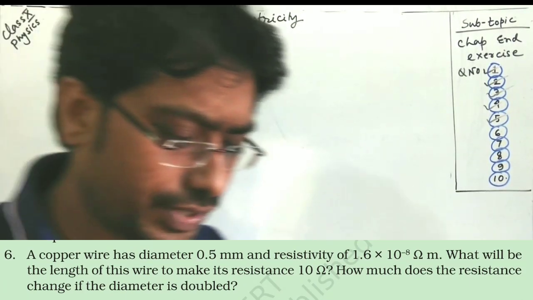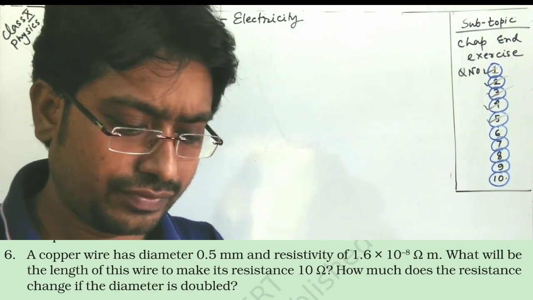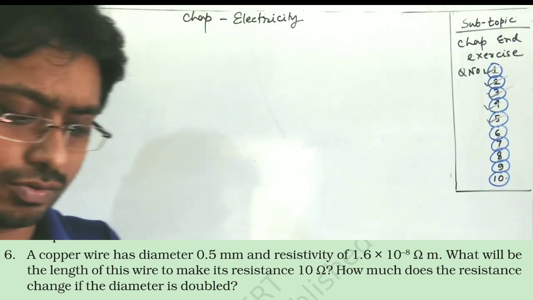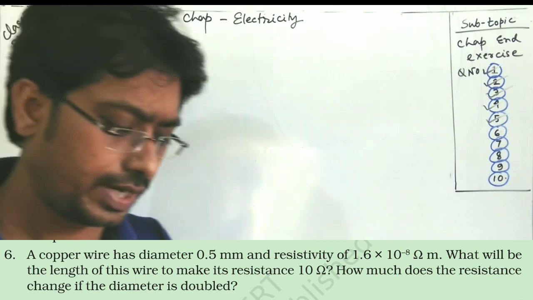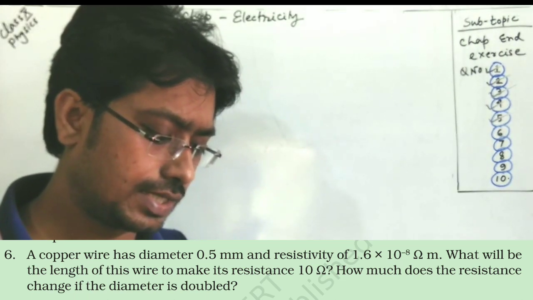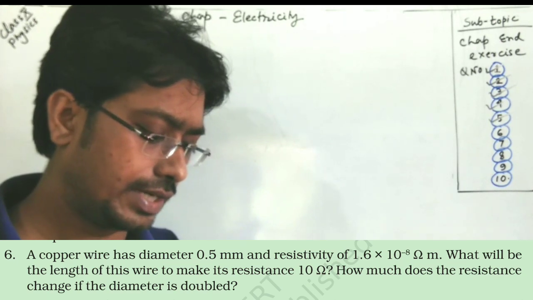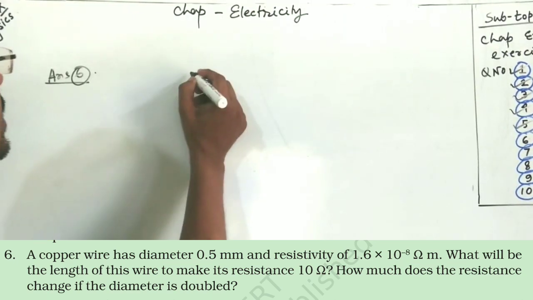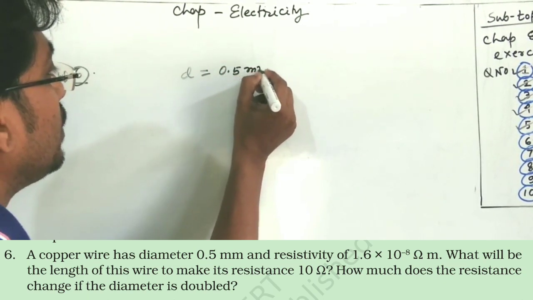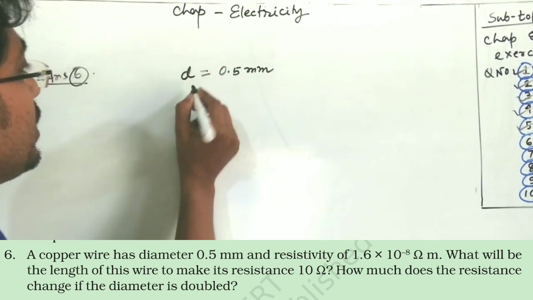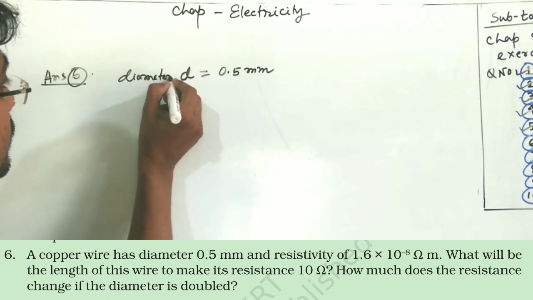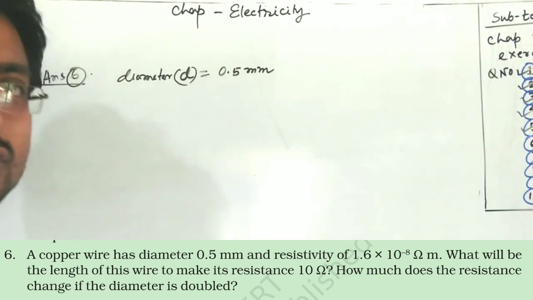So read the question. A copper wire of diameter 0.5 mm and resistivity 1.6 into 10 to the power minus 8 ohm meter. What will be the length of the wire to make its resistance 10 ohm? How much does the resistance change if the diameter is doubled? So the diameter is given, d is equal to 0.5 millimeter.